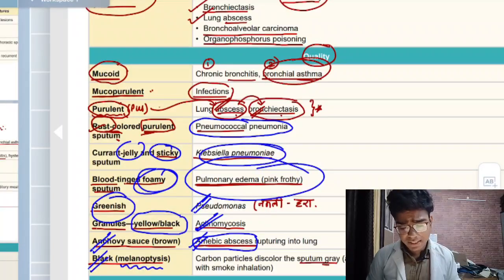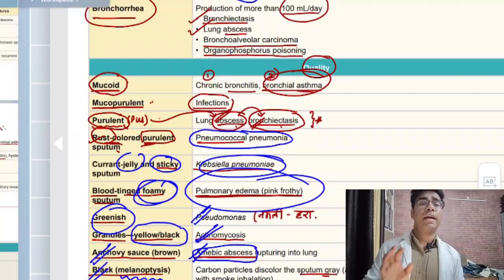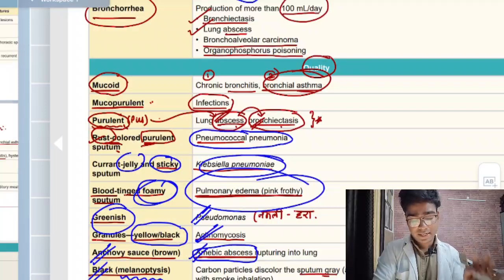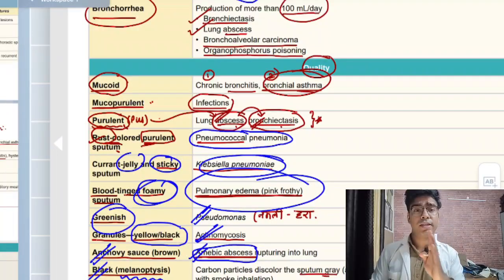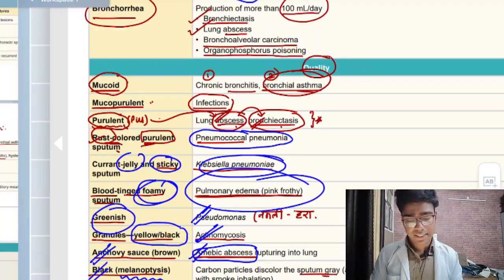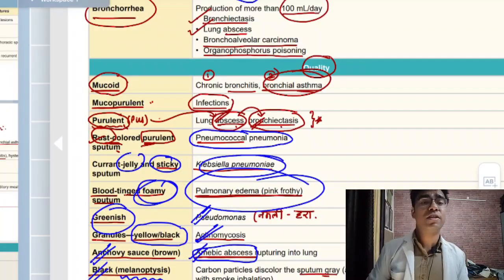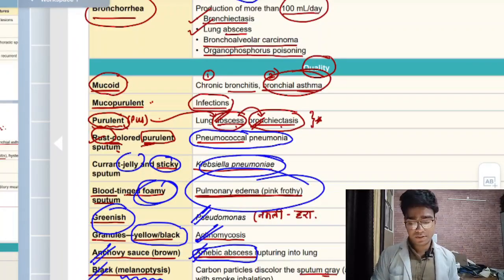And foul smelling sputum: whenever it comes up in microbiology, it's anaerobic infection. So if there is any anaerobic infection in the lung, there is going to be foul smelling sputum. Let's see it again: the normal production is 10 to 15 ml in 24 hours. But if there is a very large amount, more than 100 ml, you have to remember two causes, bronchiectasis and lung abscess.